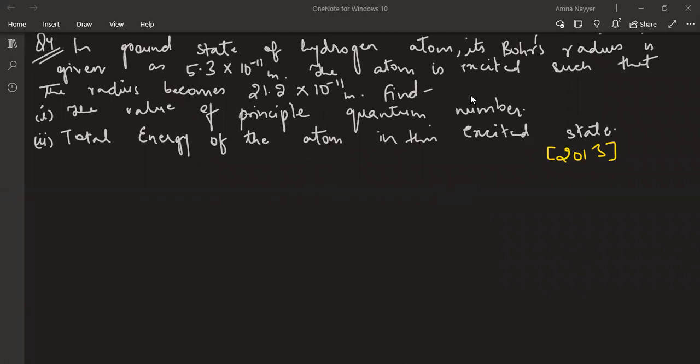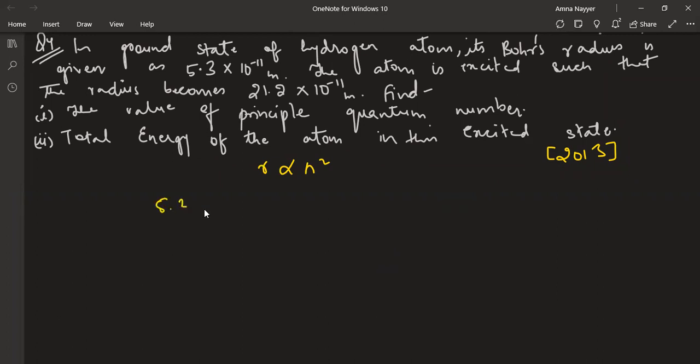I'll tell you one thing. See, in the ground state of hydrogen atom, Bohr's radius is given as 5.3 into 10 to the power minus 11. In one excited state, it is given that it becomes 21.2 into 10 to the power minus 11. Right. So radius is proportional to n square. So take the ratio of the radii. What are the radii given?